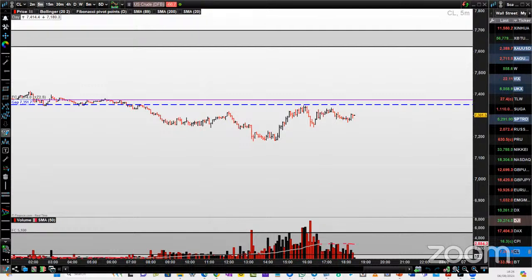The system is in the region of 76 to 83% profitable. So it's very high probability. And as you've seen today, you can be in and out in a 15-minute period.